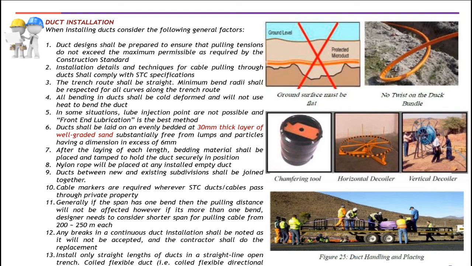So for the pictures below on the left, the ground surface must always be flat, as we said, and there should be no twist in the duct bundle. On your right side, these are the proper equipment when installing a duct. Duct should always be put in a horizontal decoiler or vertical decoiler, or even put on a trailer. Okay, there is also a chamfering tool.